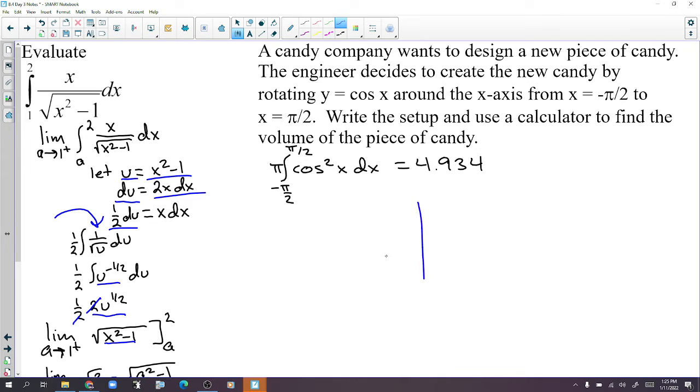Well, so we're rotating cosine of x from negative pi over 2 to pi over 2. We're going to rotate that around the x-axis. So it's a circle, pi r squared. So there's pi. There's the radius squared.